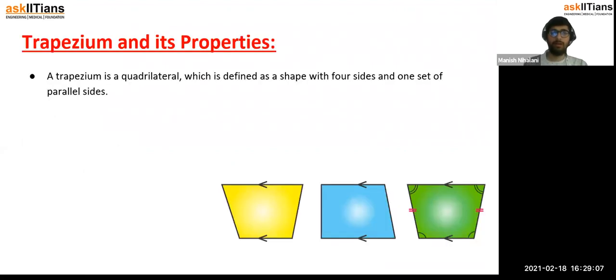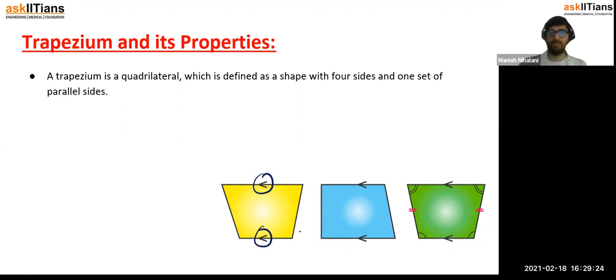Let's now understand each and every quadrilateral separately. So it says trapezium first. Trapezium is a quadrilateral which is defined as a shape with four sides and one set of parallel sides. So there is a trapezium. Now you all can see these arrows.